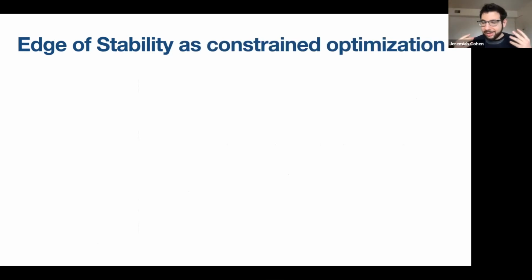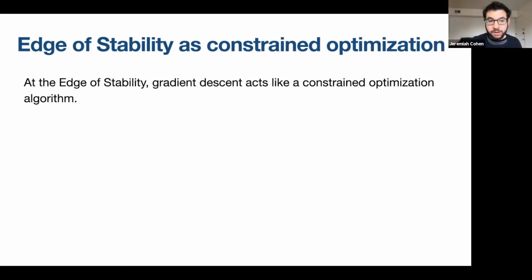So what I like to think is that you can basically interpret gradient descent at the edge of stability as performing constrained optimization. Gradient descent we typically think of as an unconstrained optimization algorithm. I mean, in the field of optimization, you have constrained algorithms. Vanilla gradient descent is not one of them. It's an unconstrained algorithm. But actually at the edge of stability, it basically behaves like a constrained optimization algorithm.